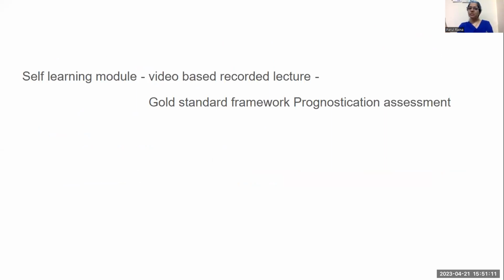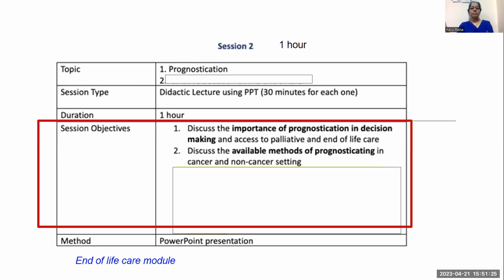After this first lecture, there will be a graph and we will be providing them a self-learning module, which will be a video-based recorded lecture, specifically regarding the gold standard framework of prognostication assessment. Next slide. This is again adapted from the end-of-life care module. The session's objectives will be to discuss the importance of prognostication in decision-making and access to palliative and end-of-life care, and to discuss the available methods of prognostication in cancer and non-cancer settings. And the session again will be of 1 hour.